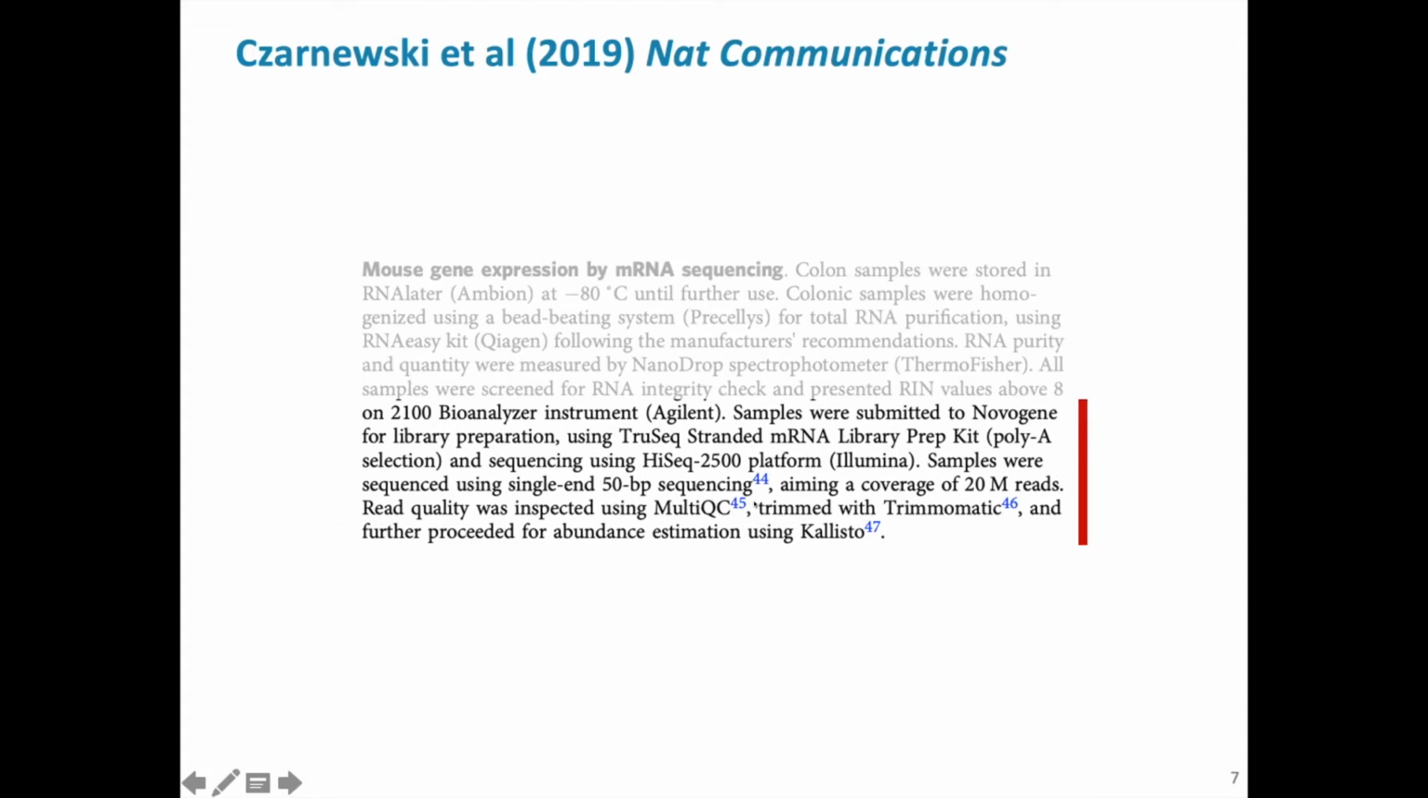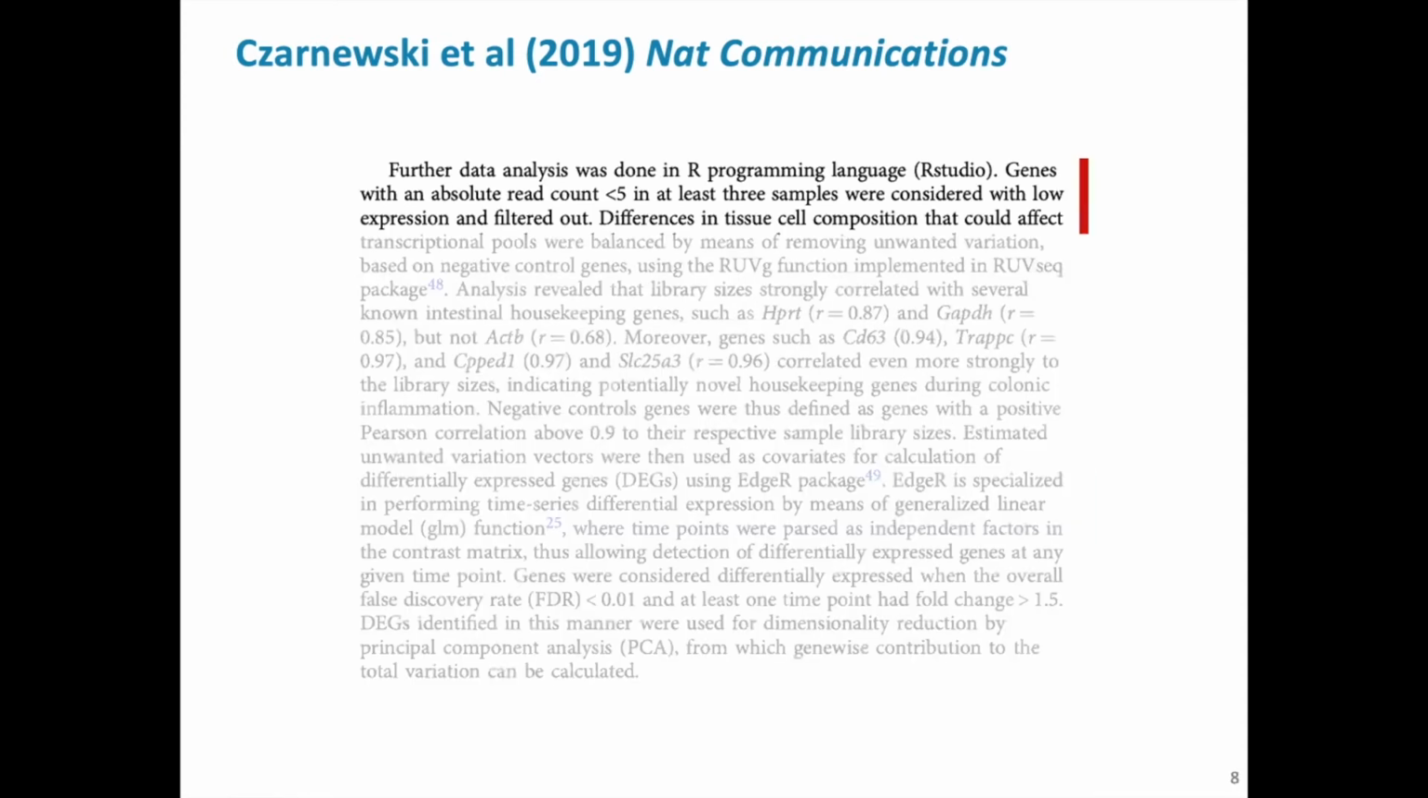Read quality was inspected with MultiQC, using Trimmomatic to trim some other parts, but you haven't done that in this course yet. And further proceeds for abundance estimation using Kallisto, which we'll see tomorrow, actually. But in essence, it's exactly the same as you have done with HISAT. Further data analysis was done in the R programming language. Genes with absolute read count less than 5 in at least 3 samples, which is exactly the cutoff that we used, were considered low expression and filtered out.